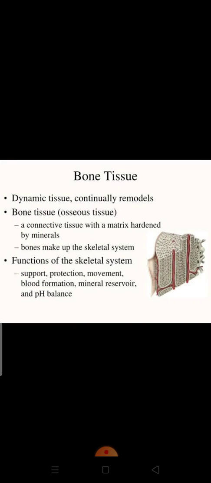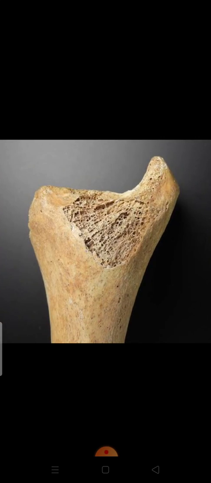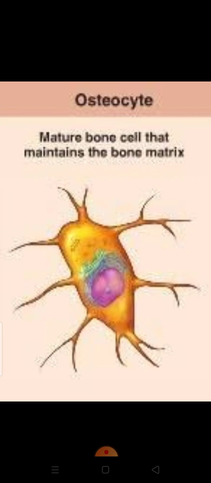Next is the bone tissue. Students, bone is a very strong and non-flexible vertebrate connective tissue. A compact bone consists of living bone cells called osteoblasts, which you can see in the diagram.